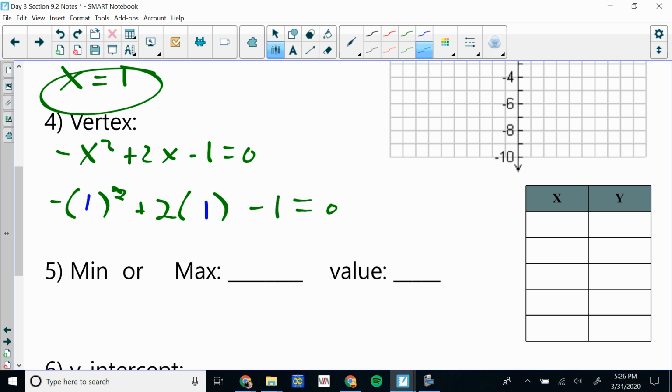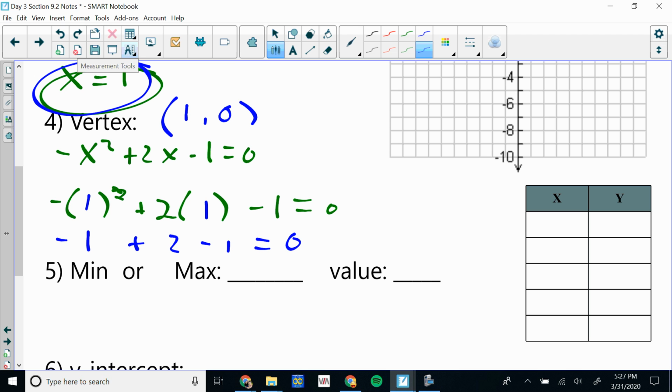Okay, let's try to do this one in our head. 1 squared is 1, and then we have to make it negative from the negative out front. Plus 2 times 1 is 2, minus 1. And this equals 0. Let's see, -1 plus 2 is 1, minus 1 is 0. It does equal 0. So we have 0 for our y value. So the vertex, again, is going to be the point 1, 0, 1 from the x in our axis of symmetry, 0 for the y value that we just found.